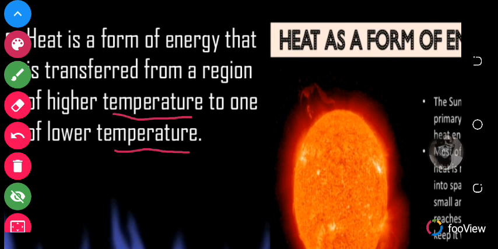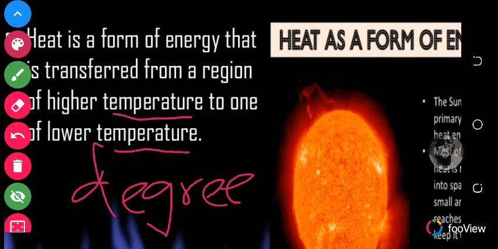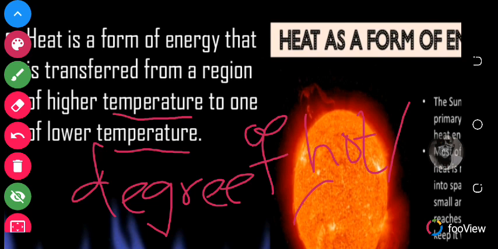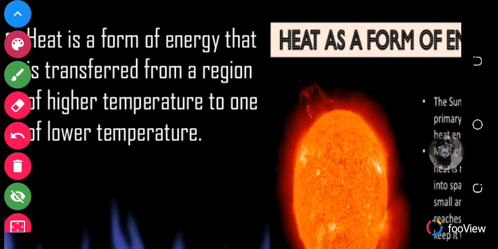So temperature is the degree of hotness or coldness a body is. So that's the meaning of temperature. Temperature simply is the degree of hotness or cold a body is.